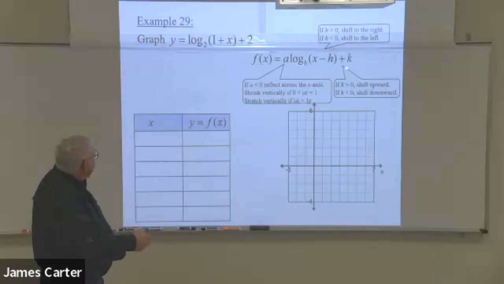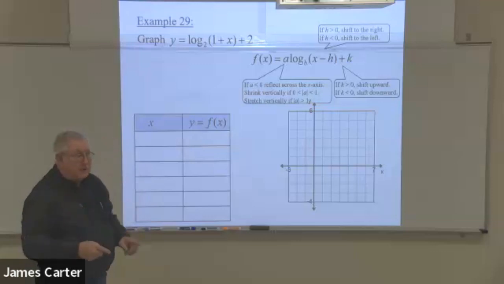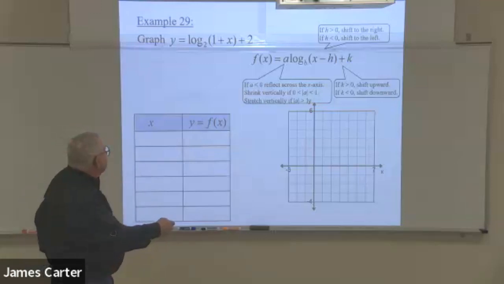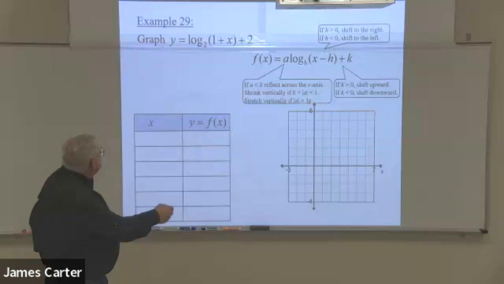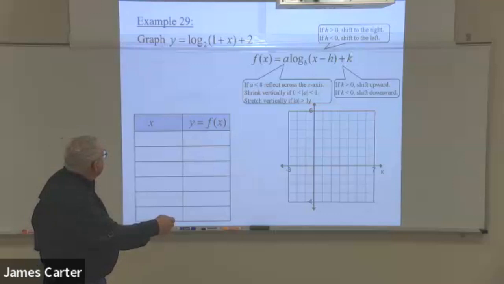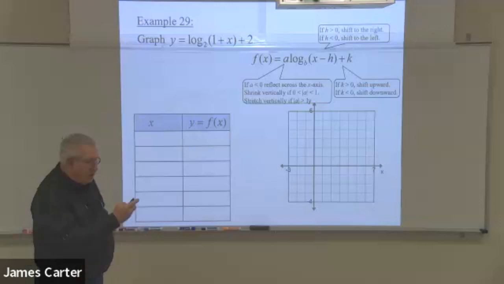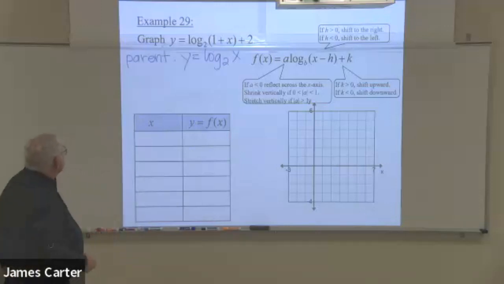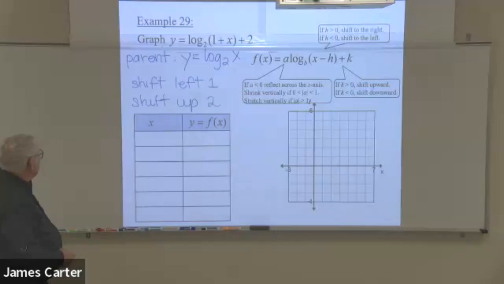Now, here's the general form of this. Okay. If there had been a number out here, it would stretch it vertically, make it steeper, unless it was a fraction, then it'd make it flatter. Right here, if there's a value added or subtracted to the x, then it shifts it left or right, opposite of sign. And then a value here shifts it upward or downwards, depending on sign. Okay, so if you had a parent equation, we're going to take the parent equation and shift it left 1 and up 2. Okay.